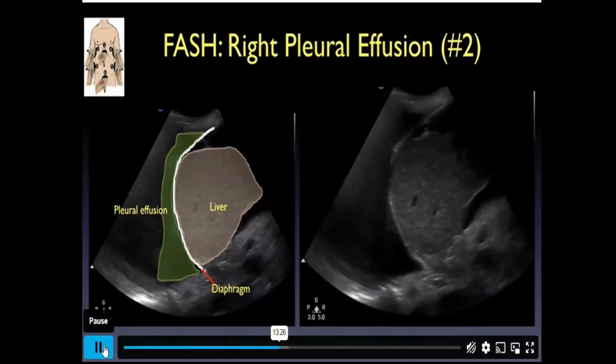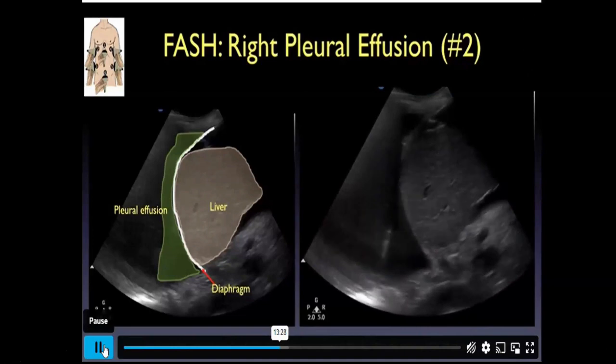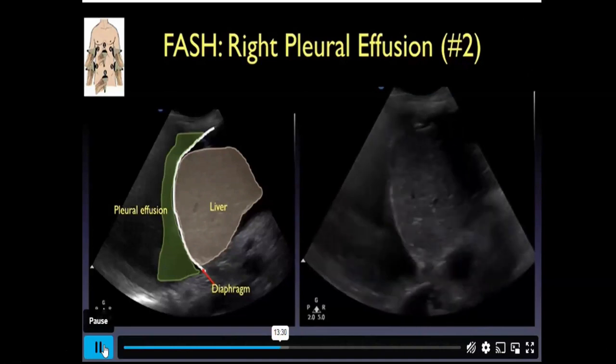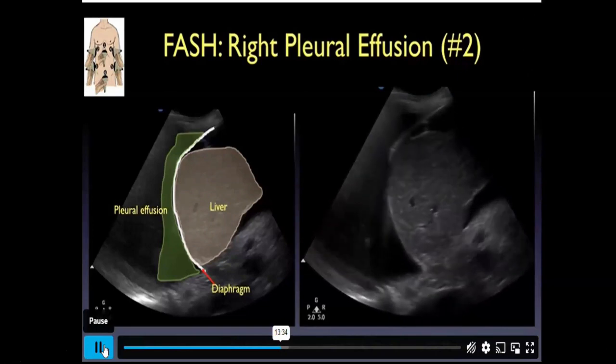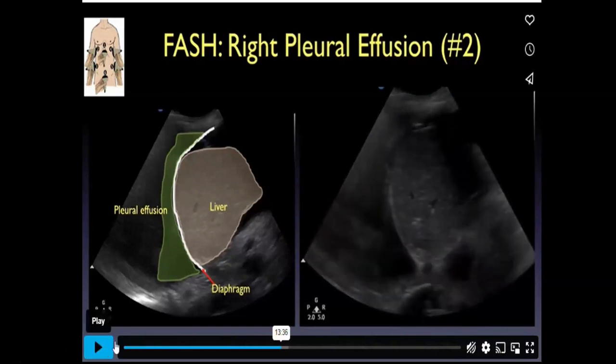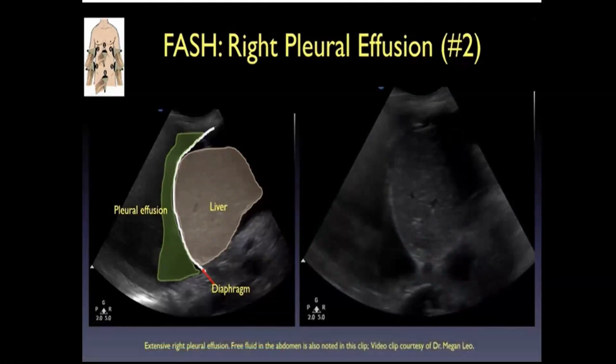So here we can definitely appreciate that the diaphragm should be hyperechoic, and then there's this loss, and you'd basically just see lots of fluid. And again, you can use ultrasound guidance to do a thoracocentesis. And remember, in the HIV setting, to also consider pneumonia or CCF as other differentials other than TB.